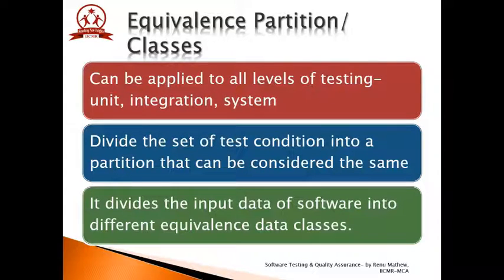Equivalence partitioning can be applied to all levels of testing like unit testing, integration testing, and system testing. It divides the set of test conditions into partitions that can be considered the same, and it divides the input data of software into different equivalence data classes. Equivalence partitioning is used to achieve good input and output coverage. It can be applied to human input, input through interfaces to a system, or interface parameters in integration testing.